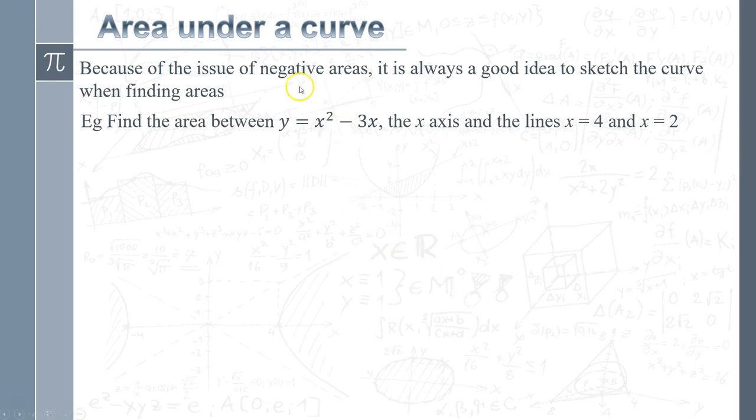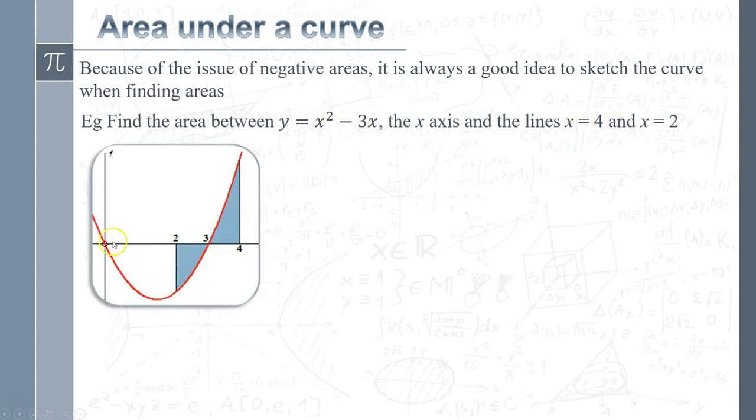We've got an example here. We've got a quadratic curve, x squared minus 3x, between these 2 points. So straight away, there you go, there's our sketch of our curve in between 4 and 2. So we can see we've got one positive and one negative area.